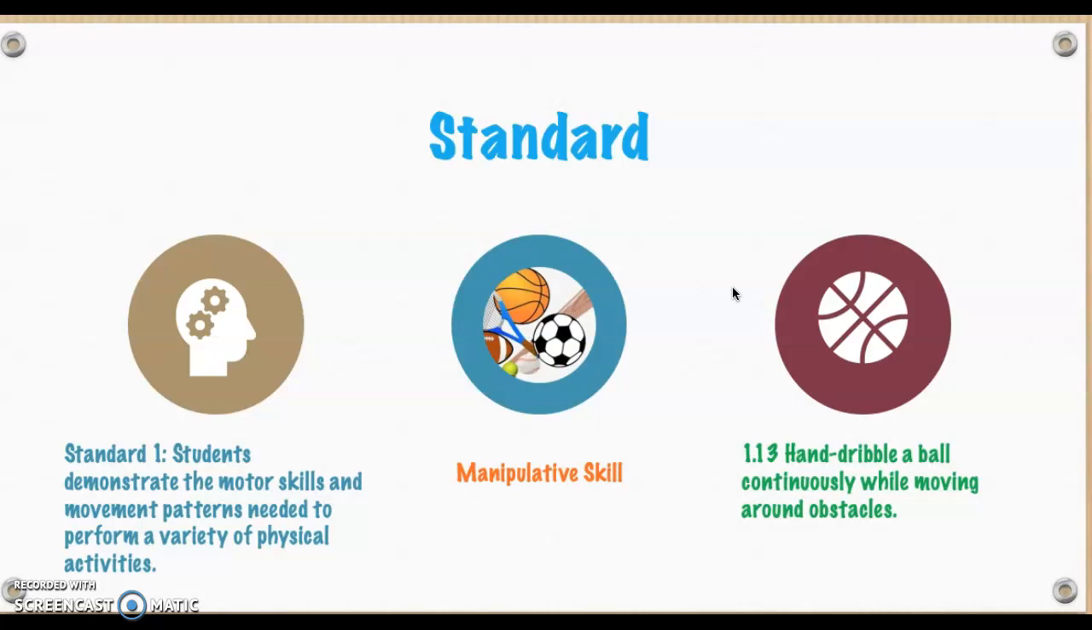The standard for this lesson is third grade standard number 1. Students demonstrate the motor skill and movement patterns needed to perform a variety of physical activities. The skill is a manipulative skill, and the substandard is a hand dribble ball continuously while moving around obstacles.